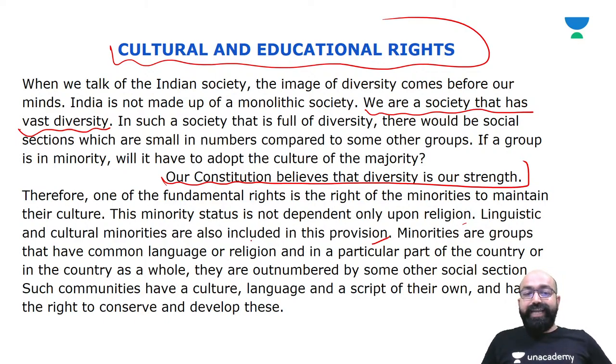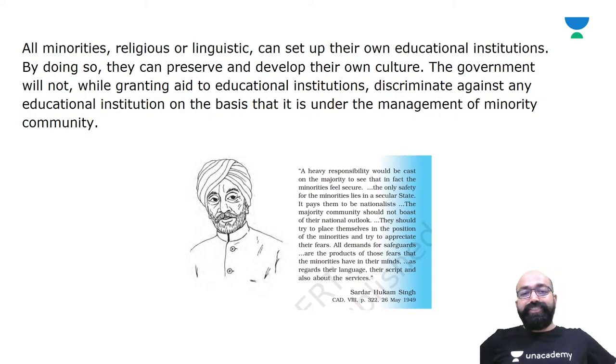Minorities are groups that have a common language or religion, and in a particular part of the country or in the country as a whole, they are outnumbered by some other social section. Such communities have a culture, language, and a script of their own, and have the right to conserve and develop this. Cultural and educational rights: all minorities, religious or linguistic, can set up their own educational institutions. By doing so, they can preserve and develop their own culture. And the government will not, while granting aid to educational institutions, discriminate against any institution on the basis that it is under the management of a minority community.